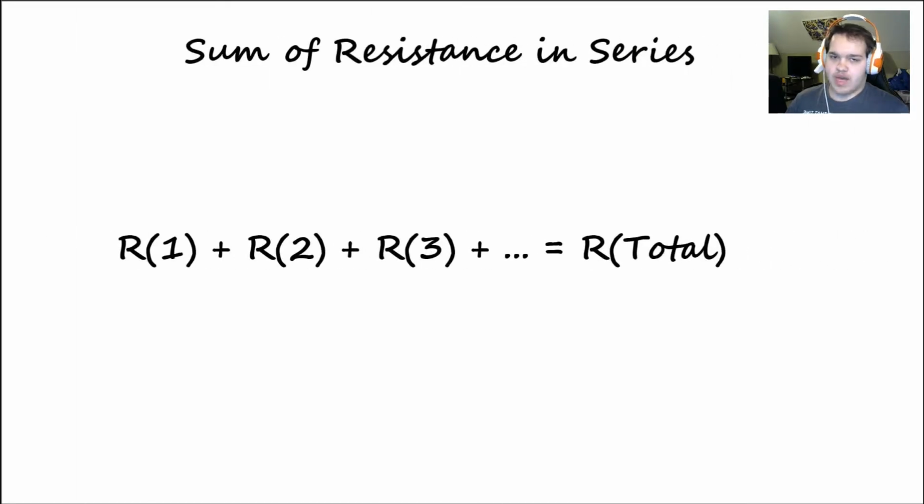And here you have how you would sum up the total resistance in a series circuit. Say you have three resistors: R1, R2, and R3. The total resistance is the sum of all three together, thus giving you the total resistance.